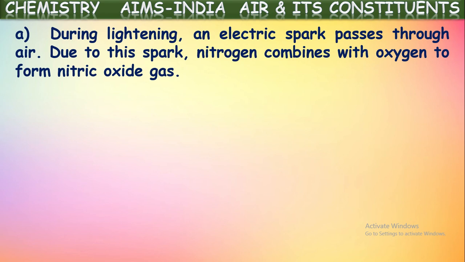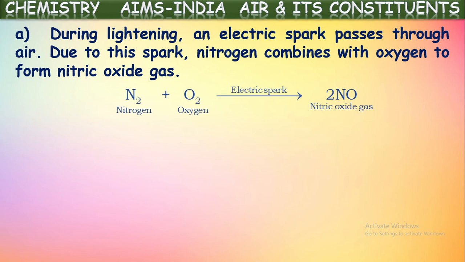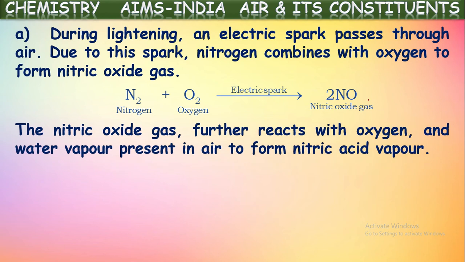So because of the electricity produced through these electric sparks, this nitrogen gas combines with the oxygen to form nitric oxide gas. So this is a reaction that occurs when the electric sparks occur in the sky. So atmospheric nitrogen reacts with oxygen, so they form nitric oxide. This nitric oxide further reacts with the oxygen and water vapor present in the air to form nitric acid vapor.